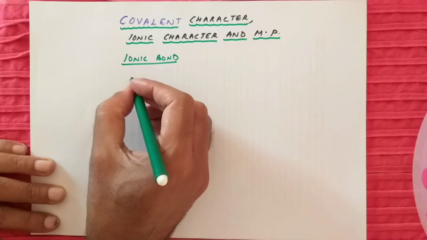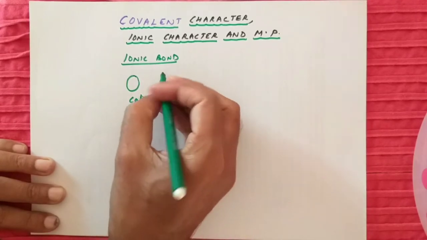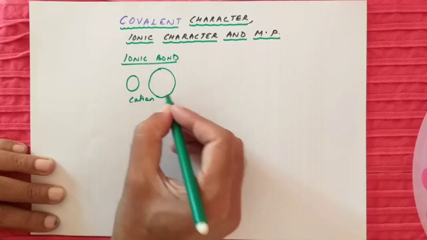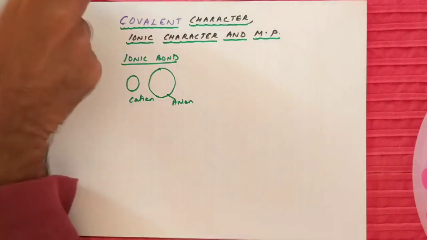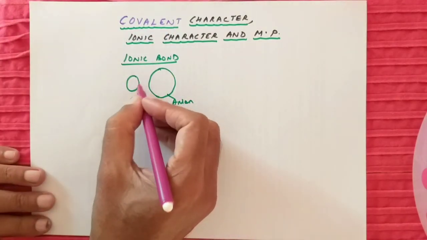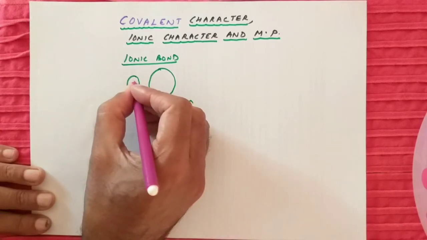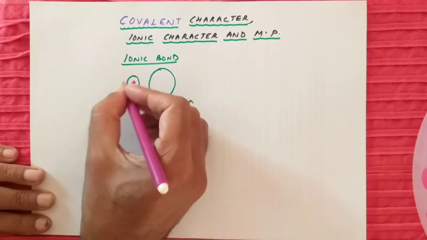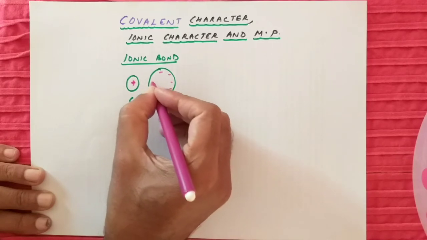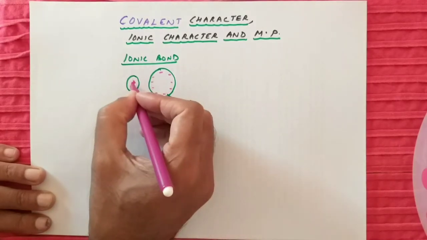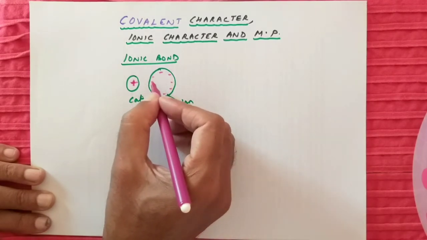I'll be having two ions, maybe the cation and the anion. So one is the cation and the second will be the anion. In general, the cation will normally be smaller in size, and the anion will be larger in size. The small cation has a positive charge, and in the anion we have the electrons. What this cation will do is try to pull the electrons from the anion.